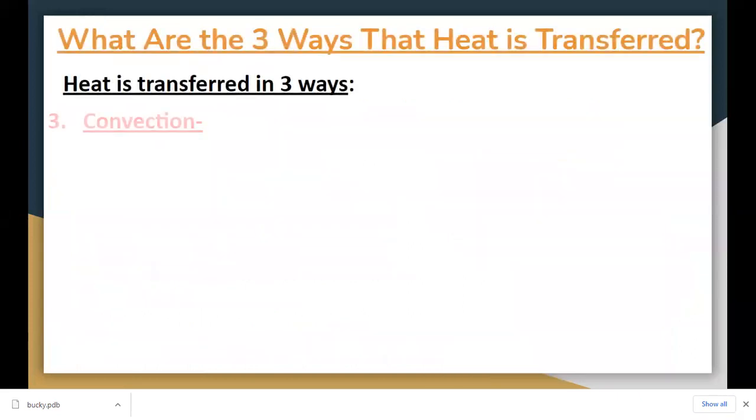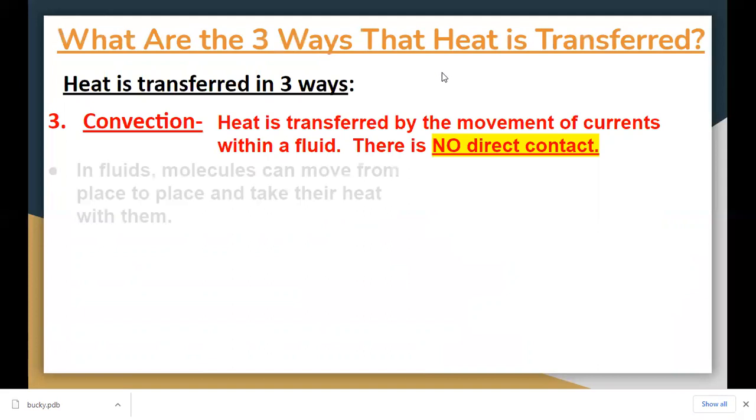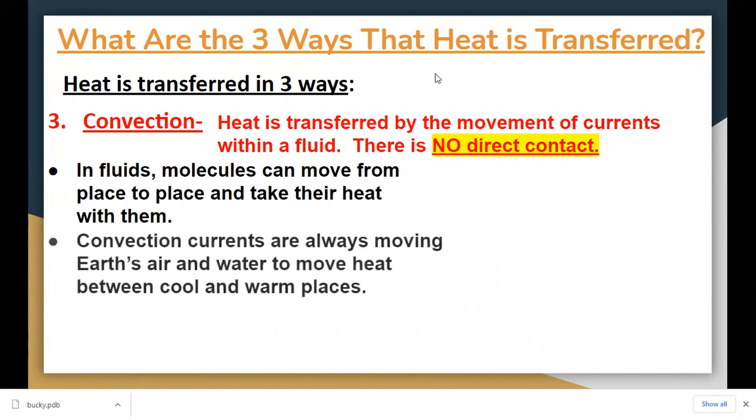The third heat transfer method is convection. This is heat transferred by the movement of currents within a fluid. There is no direct contact. Now, a fluid is water, like the water molecules in the atmosphere, or a fluid is a gas as well, which is the gas particles in the atmosphere.